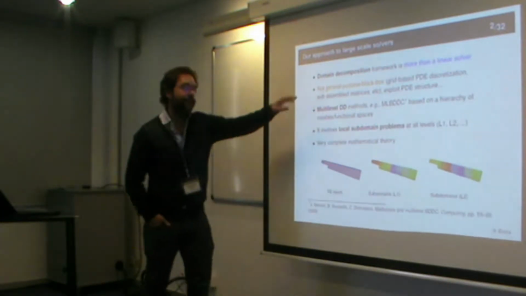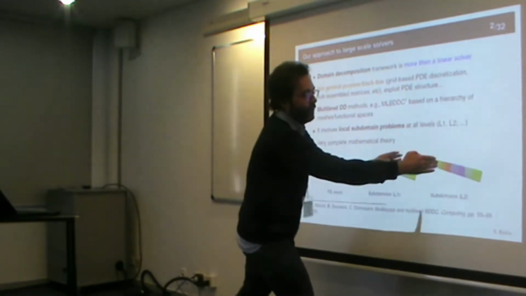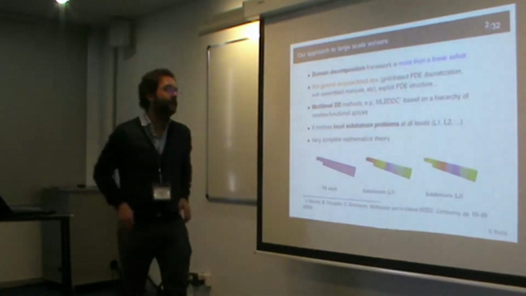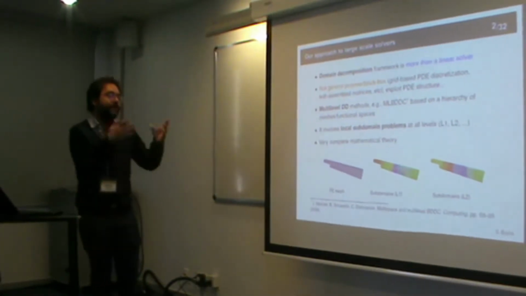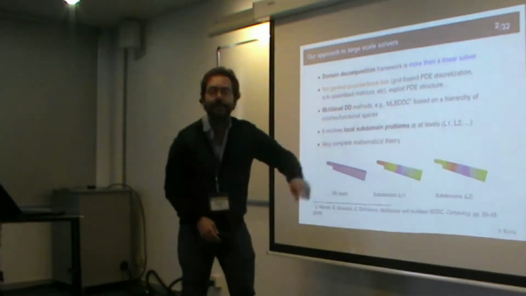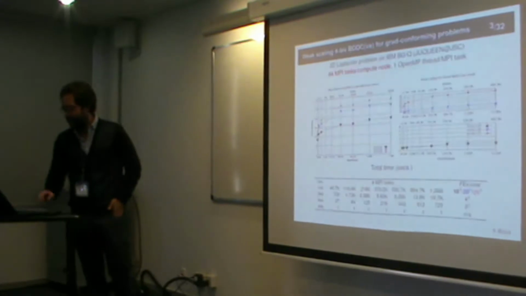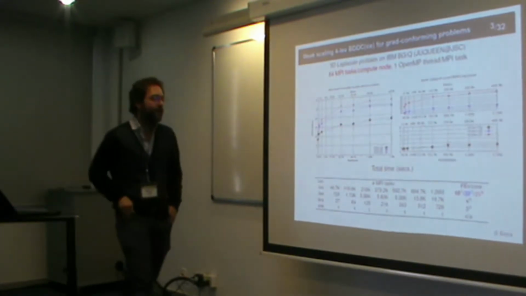Usually we use multi-level domain decomposition methods. The idea is that we have subdomains at different levels in order to go to very large scales. And at the end of the day, at all levels, the idea is that we have to solve only local problems in subdomains. Okay, so this is domain decomposition in a very, very fast way.